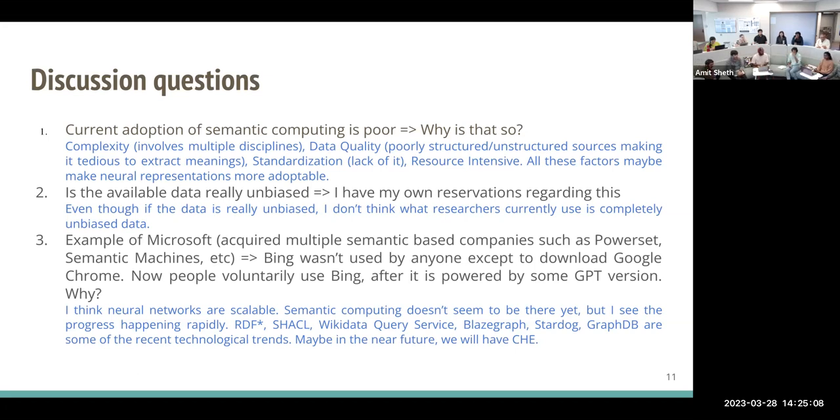So the last, that's pretty much it. The last section is talking about CHE at scale. The paper talks about two things: how semantic web and semantic computing is very much necessary in order to propel the entire CHE framework that has been described. And there is another sentence in the paper that I have my own reservations about, which is that there is a lot of data available online which is unbiased. At least I disagree with that, because I think most of the data that is available is biased, and we need to select the quality few out of it.